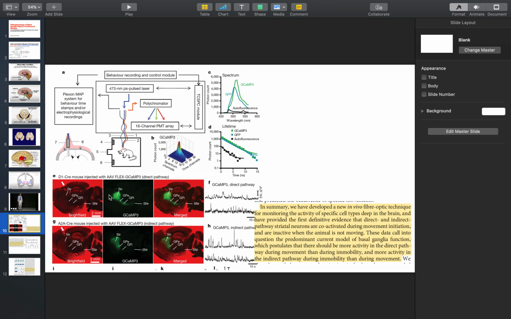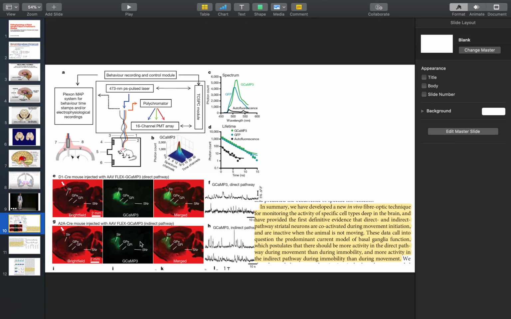So you can see here it's sent to a D1 Cre knock-in mouse, direct pathway. You can see that it's lit up, the fluorescence is lit up all the way to the substantia nigra, which makes sense, right? We have the globus pallidus internal activated, and the striatum is activated, and basically it sends its glutamatergic input to the thalamus to create motion.